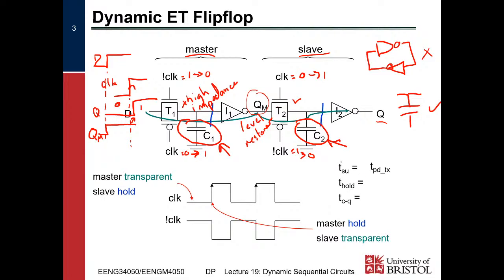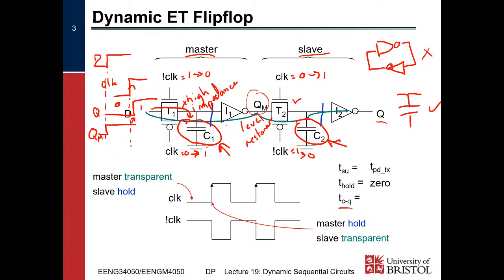Right? The setup time is purely the time taken for the signal to propagate through T1 and be stored on C1. The hold time is 0 because the moment the clock switches, T1 turns off before C1 can discharge, or charge, whichever way round, before it can disturb C1. So we've got a hold time of 0 because T1 switches off instantly from the 50% point of the clock.